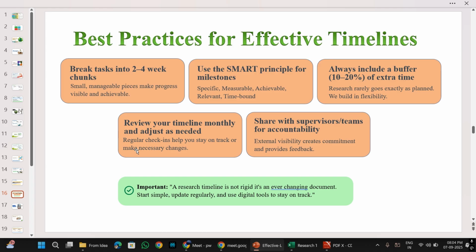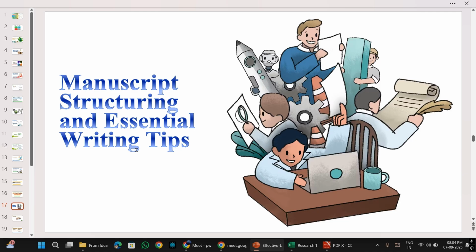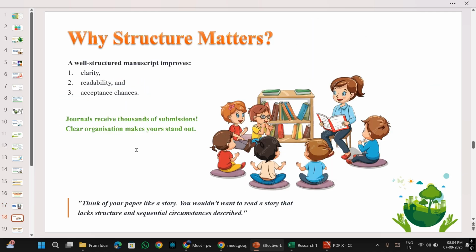If we were to write it in a book, you might have to repeatedly erase it and things like that. But making an Excel chart will be much better. Then manuscript structuring and essential writing tips. We will run through this. So why does structure matter?